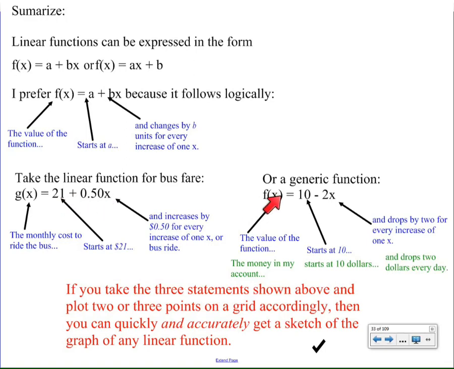Even if you have a function that's in generic form, we could say y starts at 10 and drops by 2 for every increase of x, because that's a drop of 2 for every 1, the rate of change in y over change in x. Or we could impose our own context, especially using money and time. We can start here with, I have money in my account starting at $10, but I'm going to spend $2 every day. That way I can understand what this function is trying to tell me by inventing a simple enough context to follow.